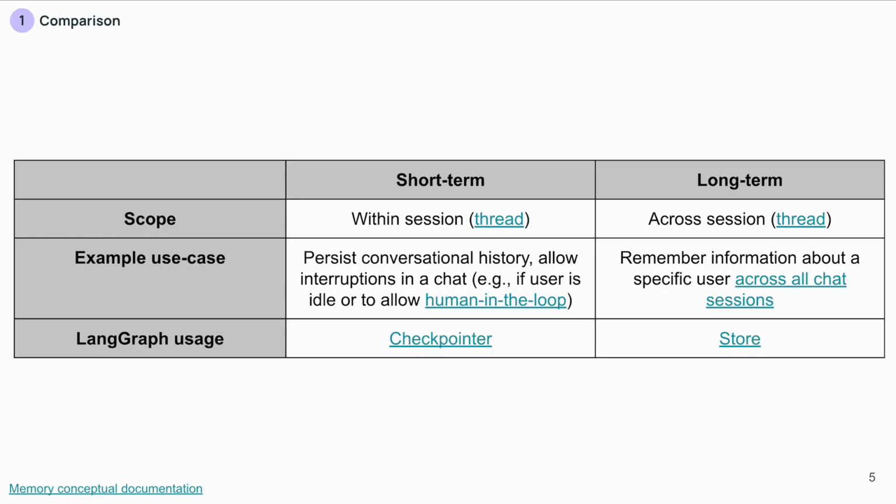There are different mechanisms for short-term and long-term memory in LangGraph. We use checkpointing for short-term memory. We talked a lot about that in prior modules of LangChain Academy. Now for long-term memory, we're going to be introducing something new called the LangGraph store.